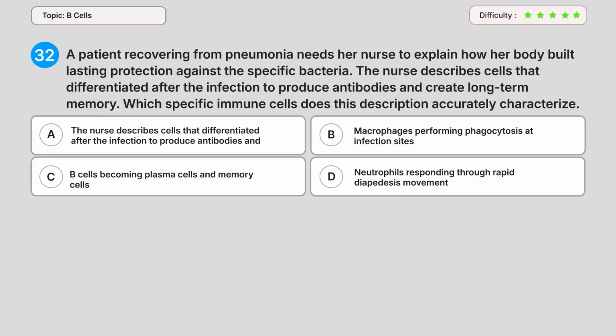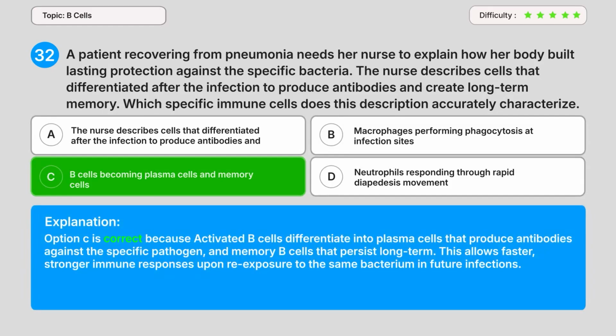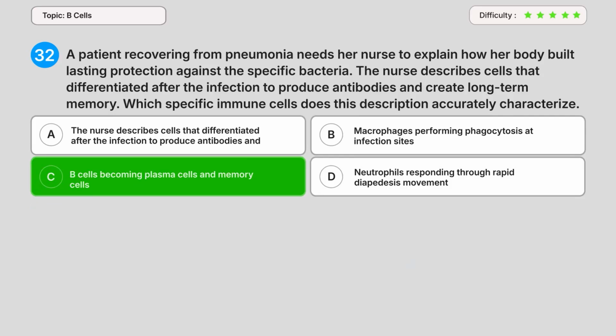Correct answer. C. B cells becoming plasma cells and memory cells. Activated B cells differentiate into plasma cells that produce antibodies against the specific pathogen, and memory B cells that persist long-term. This allows faster, stronger immune responses upon re-exposure to the same bacterium in future infections.